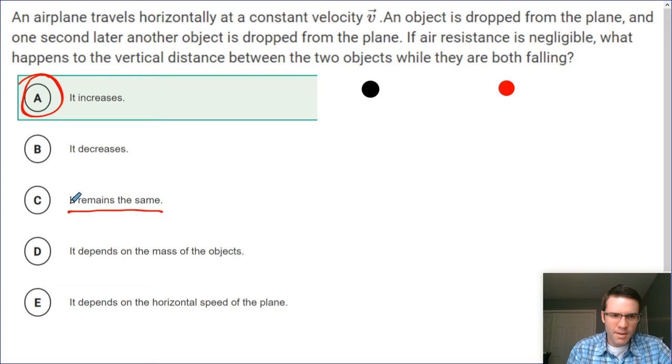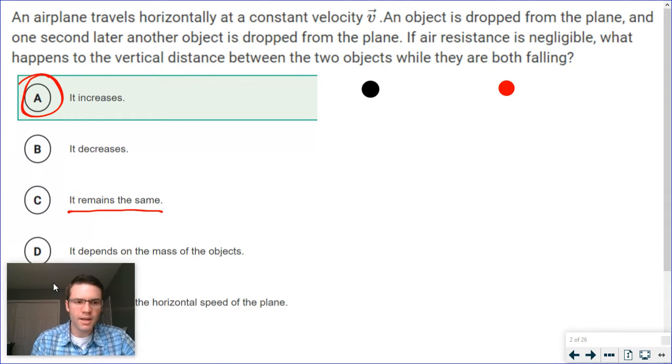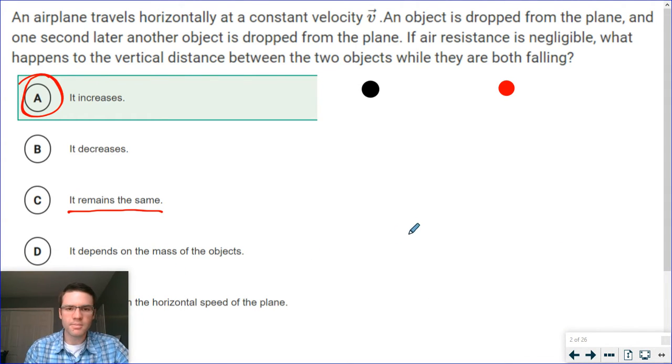And I can understand why, because you think that they're accelerating at the same rate, and they are accelerating at the same rate. And if they have the same acceleration, you might attribute that to being the same distance between the two, but that's not the case. And here's why. I want to walk you through this conceptually. If the black ball is the ball that we drop first, and the red ball is the one that we drop 1 second later, we're just going to look at their motions over time here.